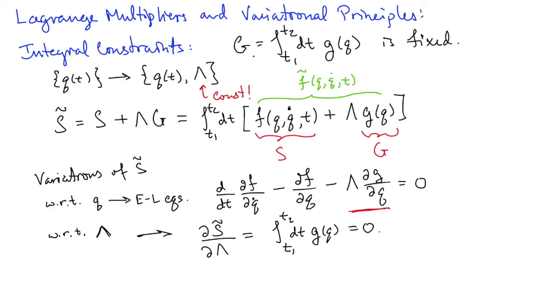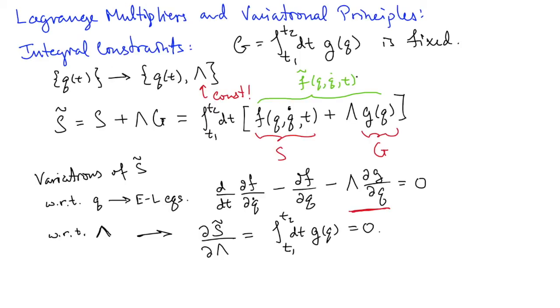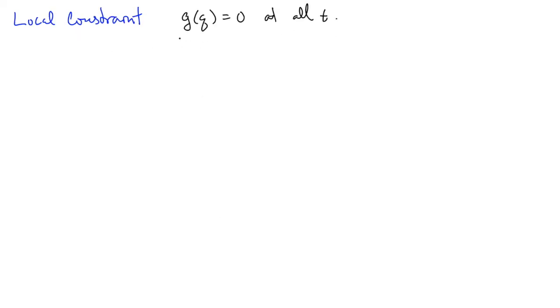What if we have a local constraint? What I mean by a local constraint is not that the integral of our constraint function is fixed, but actually that our constraint function itself is 0 at all time. This is a little bit different than the integral constraint, because we have an infinite number of actual constraints being applied here, since we're doing it at each and every time. That might sound like it's very, very difficult to include, but it turns out that this is just as simple to include as our prior example.